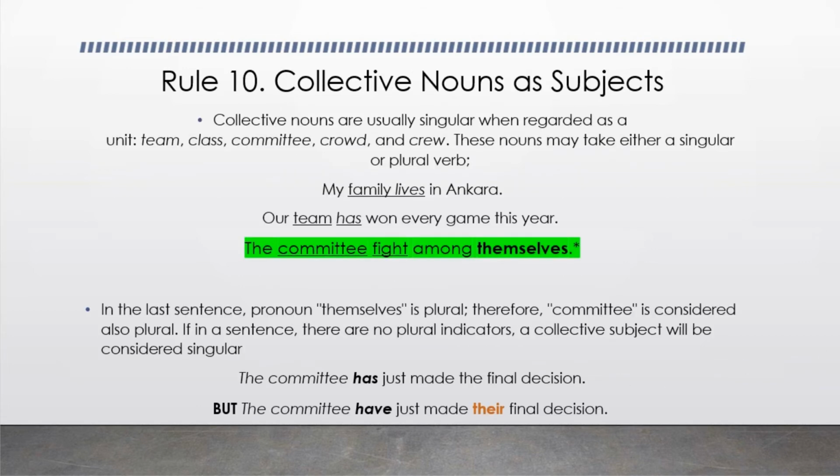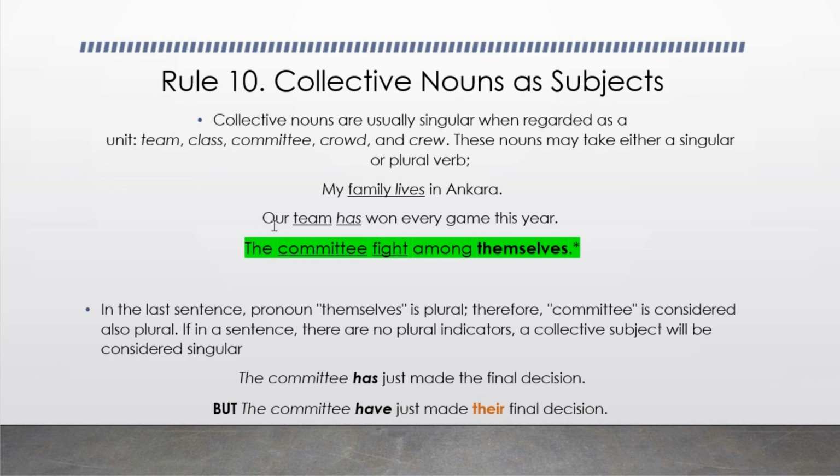Rule number 10 talks about collective nouns as subjects. As you know, collective nouns are usually singular when regarded as a unit. Words like team, class, family, committee, crowd, crew. Sometimes these subjects can be plural. Let's look at some examples. My family lives in Ankara. So family is singular, you get the verb with an S.